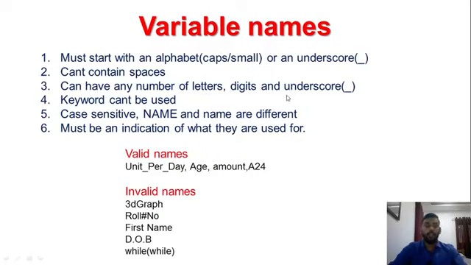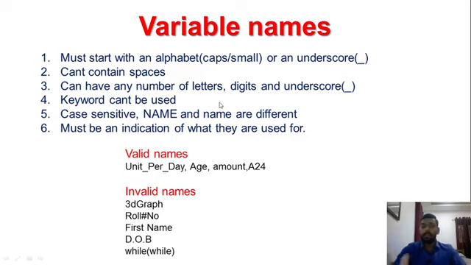Of course, roll1 is possible, right? Name1 is possible, but 1name is not possible, because it must start with an alphabet, okay? Then keywords cannot be used, because keywords are already reserved words. These are already taken for some other purpose, so we cannot use keywords for naming identifiers, or we can say variable names.